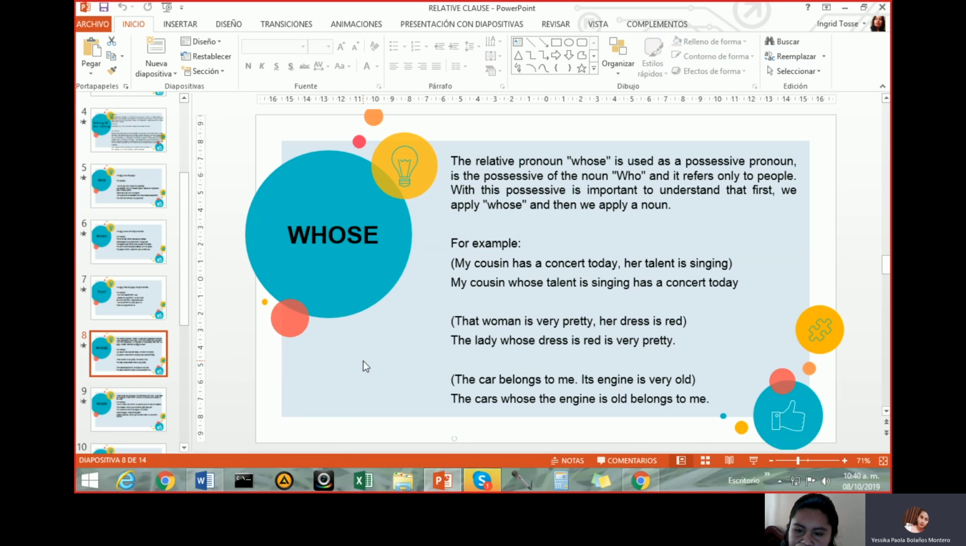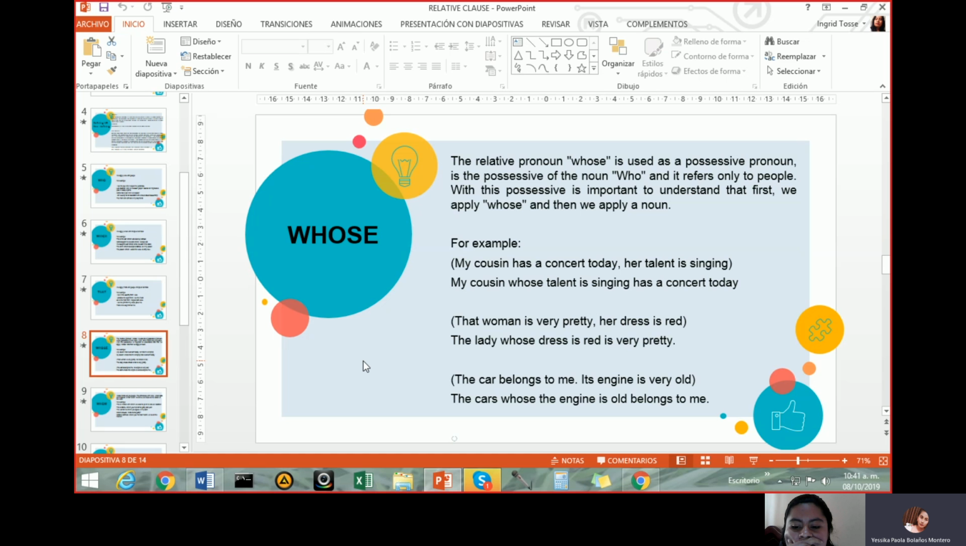Yes, there are two sentences. That woman is very pretty, and her dress is red. Vestido es. Very good. Yes, and in this case we put whose in place of her. For this reason, we apply the possessive and forget the her. Okay. Yes. Okay. Now with the other expression, please read.